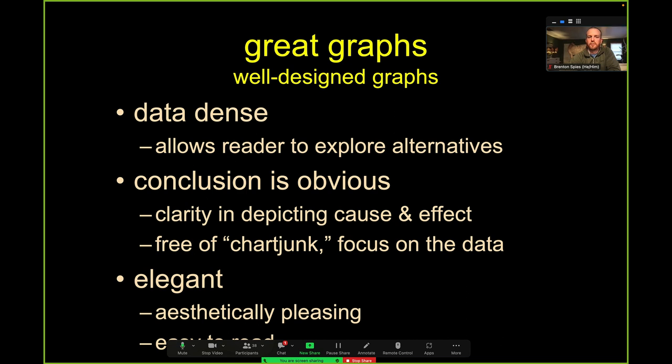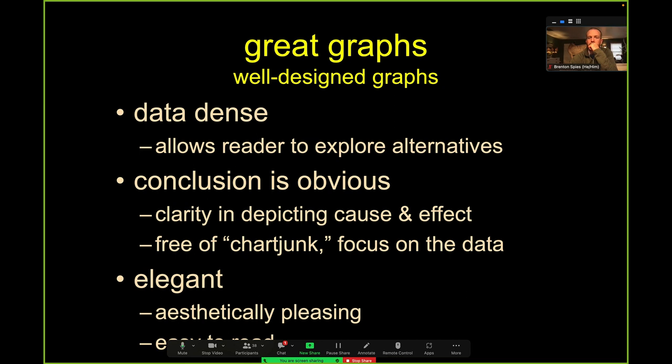Okay, so great graphs, well-designed graphs, are going to be, generally speaking, data dense. I understand that all you guys are like, well, we don't have much data, but as dense as you can make it, that density allows readers to explore more alternatives. What if? So, your core hypothesis is in there, but there might be additional stuff. So then after they answer that hypothesis, hey, I wonder if that I wonder if is facilitated by having more data on there or more other variables.